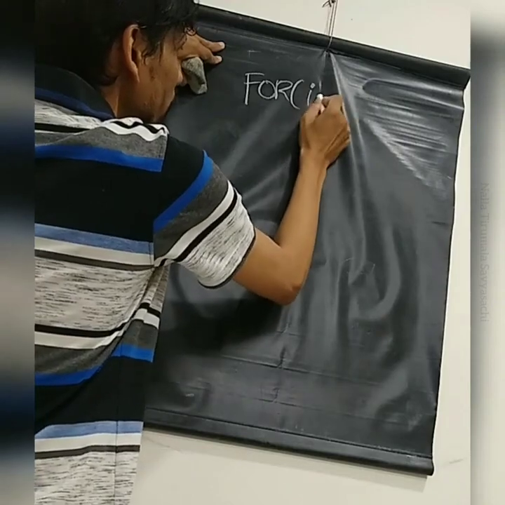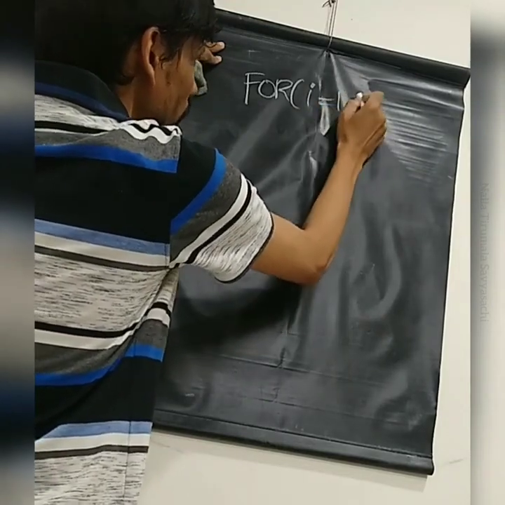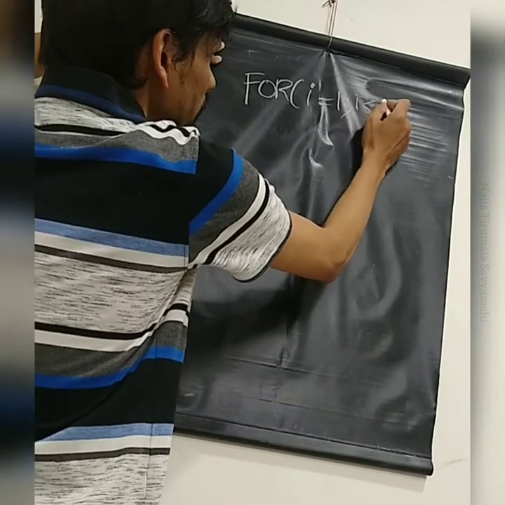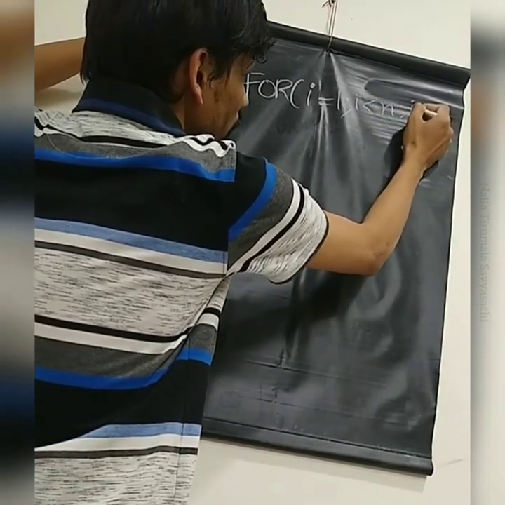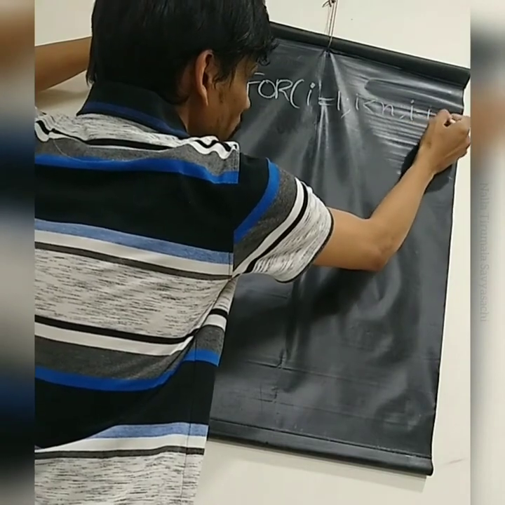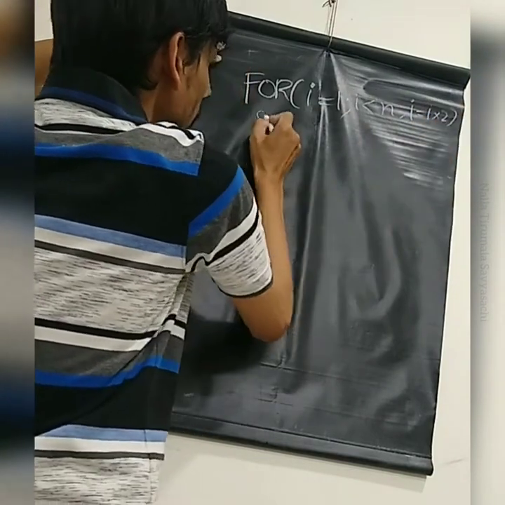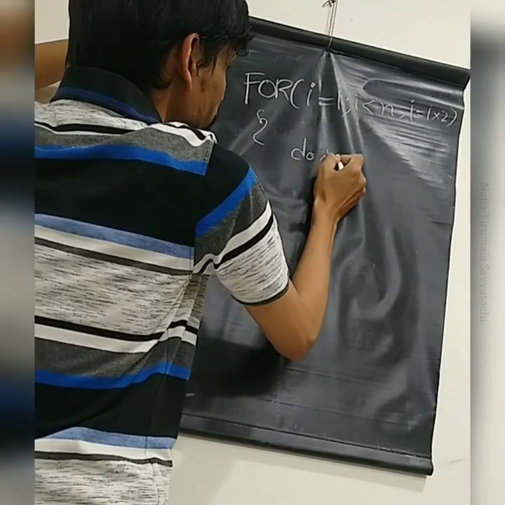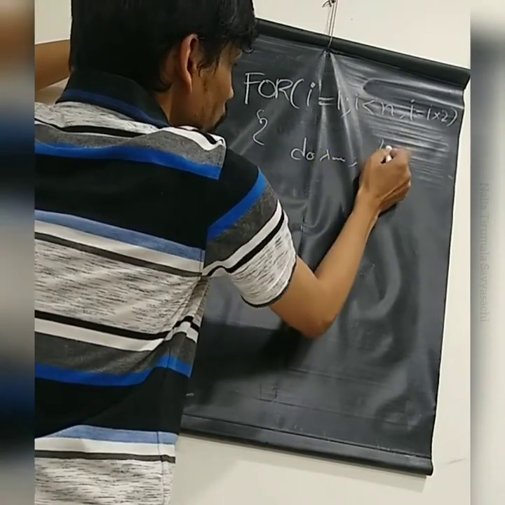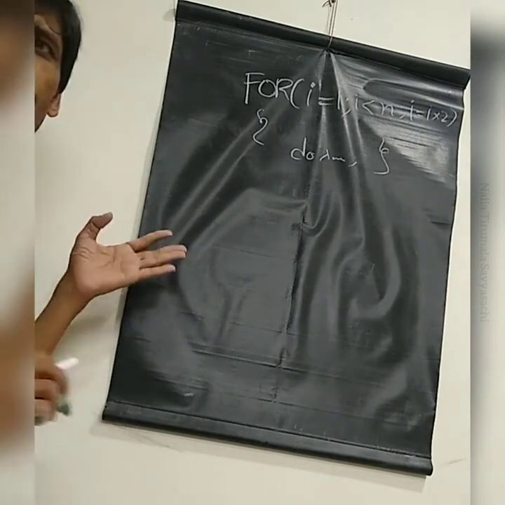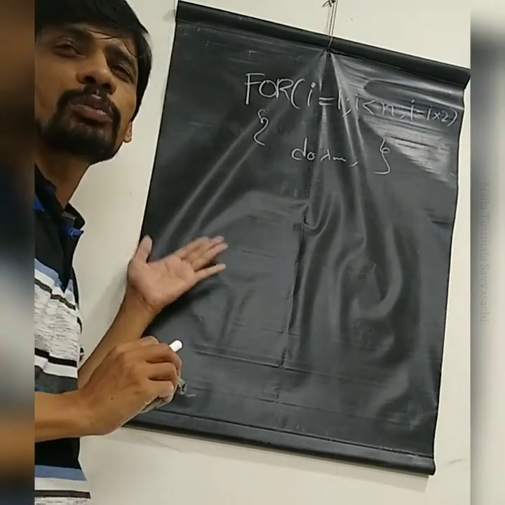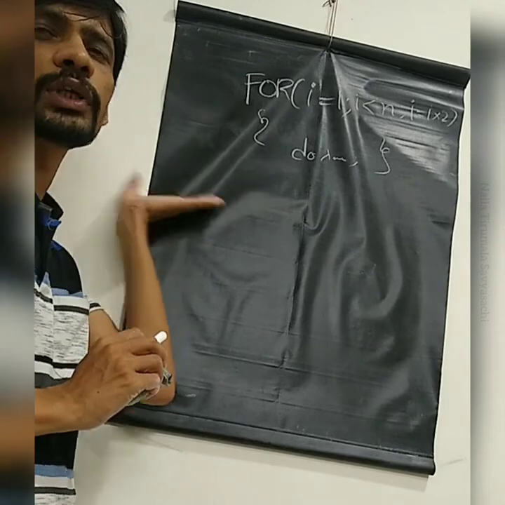for i equals 1; i is less than n; i equals i multiplied by 2, do something, and close. So this is my for loop. Now we need to calculate the complexity of this piece of code.